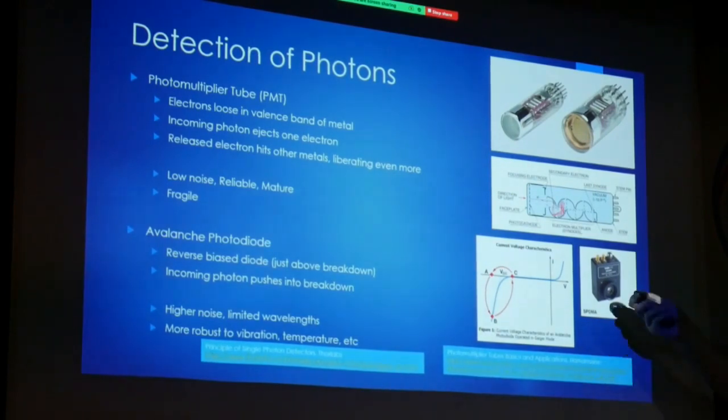These are higher noise, and they have a limited number of wavelengths, right? They're very selective. They're semiconductor devices, though, so they're very robust. Vibration, temperature, all this other good stuff. So these are good for outer space.